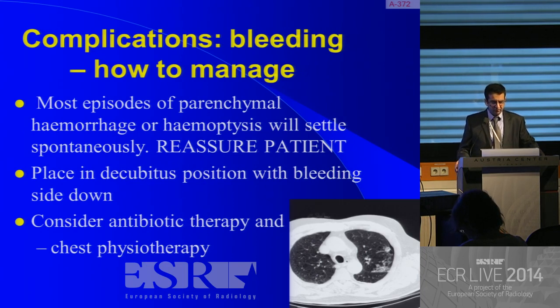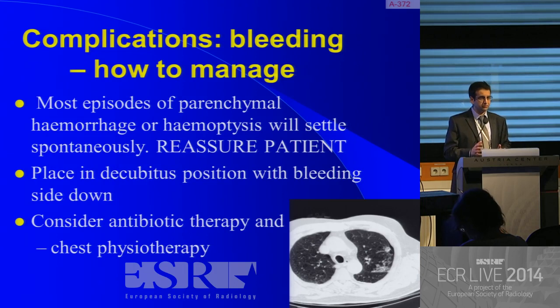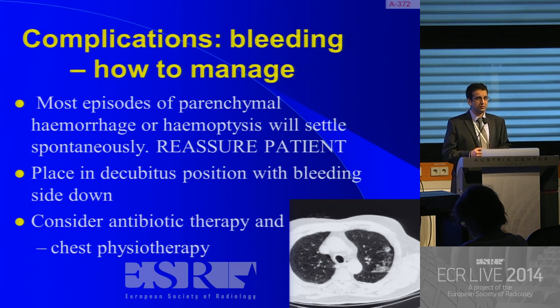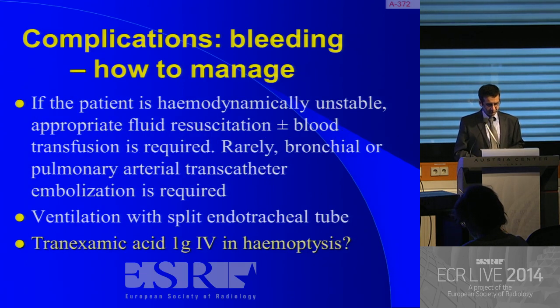Most episodes of pericardial hemorrhage or hemoptysis settle spontaneously. It's important to reassure the patient, and just like in the consent, it's important to explain to the patient that this can occur so they do not get very apprehensive when this does happen, and tell them that it does settle. Place the patient in a decubitus position on the ipsilateral side down that helps to tamponade the bleeding, and consider antibiotic therapy and physiotherapy to reduce infection afterwards.